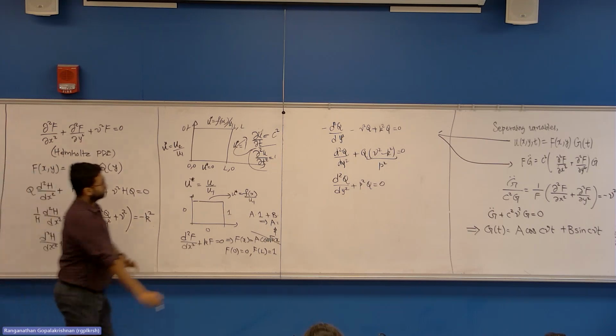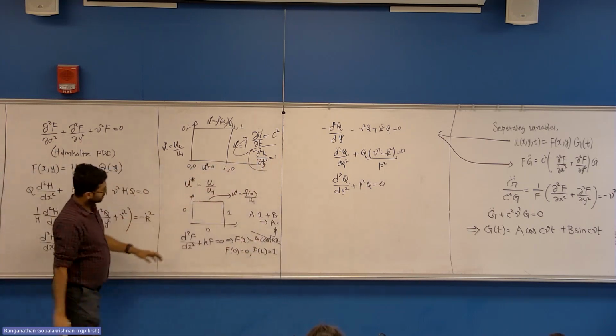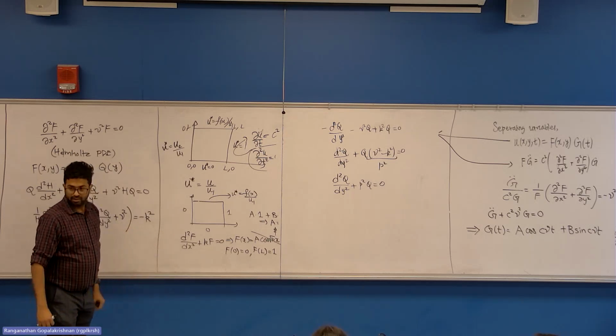What are your boundary conditions? It's 0 on all sides. That's what we started with. If you want to take a picture, you can.